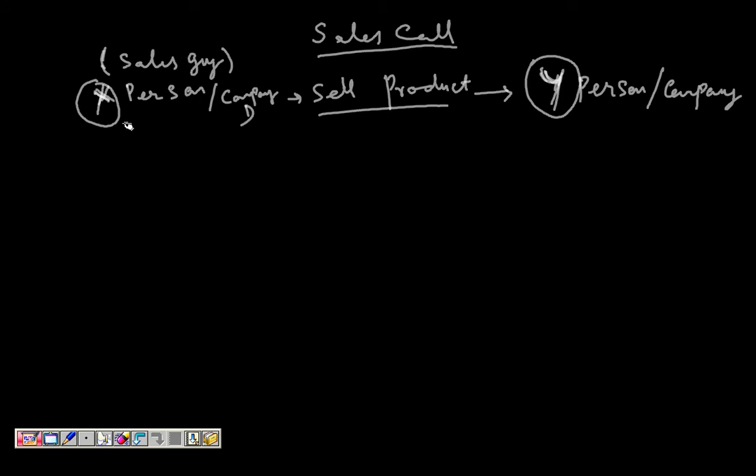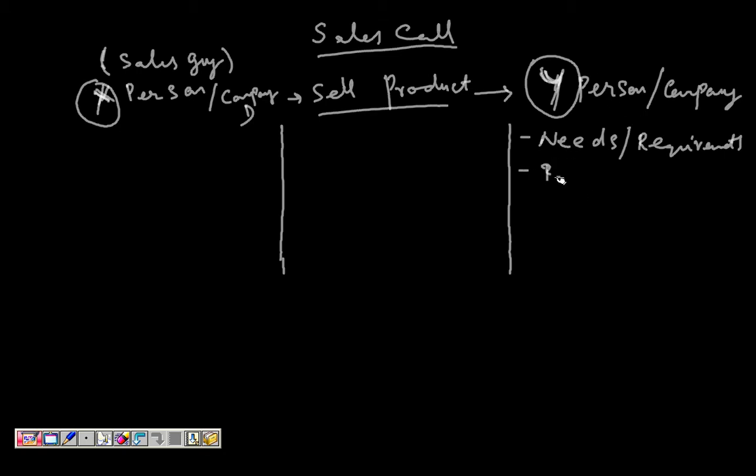When person X goes to person Y, they first need to find out, what does a salesman need to know to sell his product? First thing is the needs or requirements and details about person Y. Second is the budget, the amount that person Y is supposed to spend on the products and services that he's going to buy from person X.